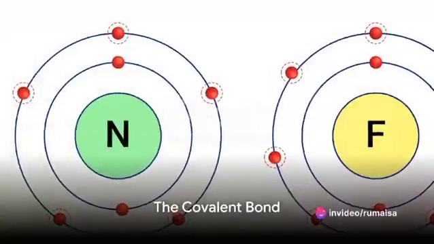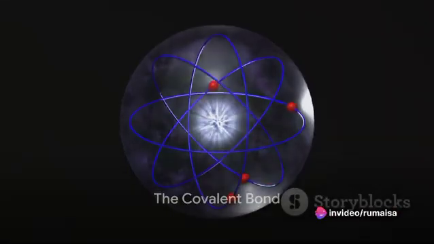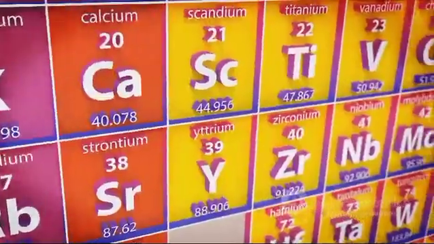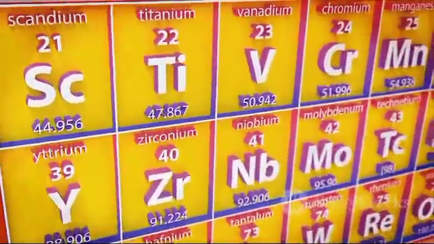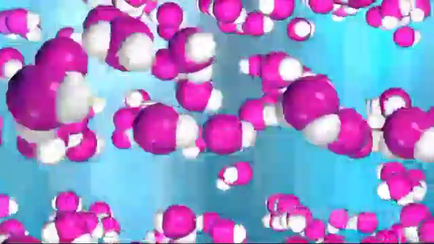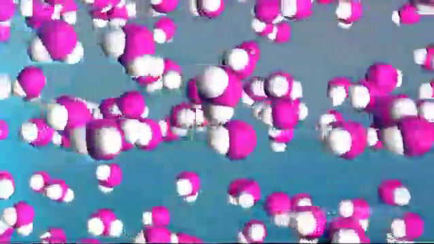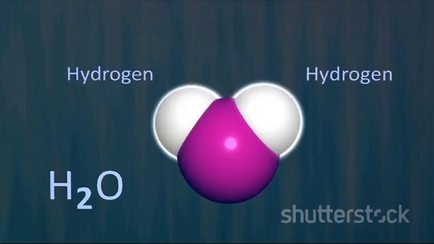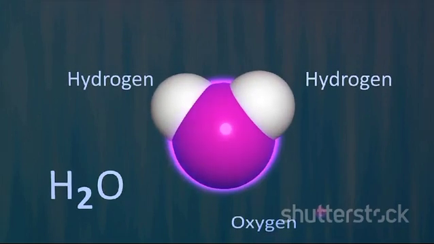Next, we have the covalent bond. This bond forms when two atoms share electrons. Unlike ionic bonding, where an electron moves from one atom to another, here the electrons stay put. They simply extend their reach to include the other atom's nucleus. This sharing of electrons allows the atoms to fill their outer electron shells and become more stable. Water, with its two hydrogen atoms covalently bonded to an oxygen atom, is a prime example of covalent bonding.